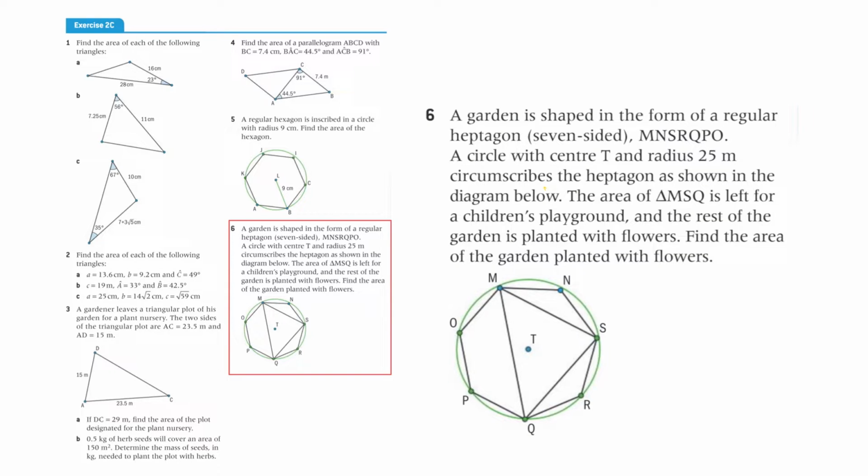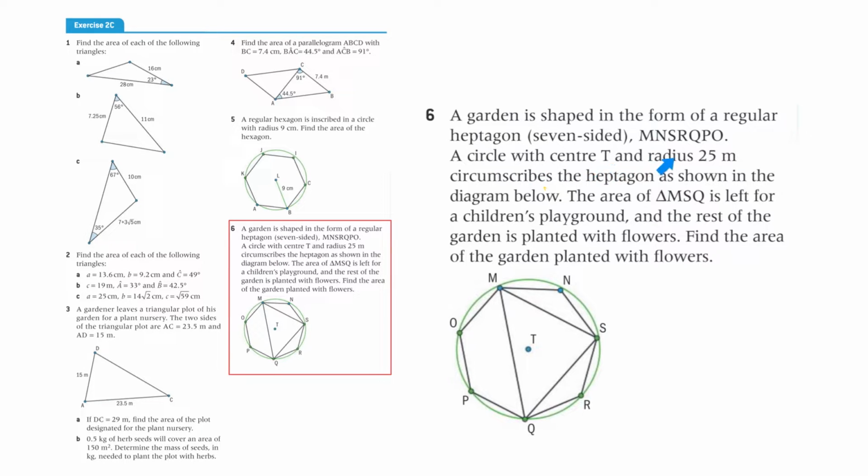Okay, this is from chapter 2 in the Oxford Applications and Interpretation SL textbook, exercise 2C, and I'm just looking at number 6. A garden is shaped in the form of a regular heptagon. It's got 7 sides, and that's MNSRQPO, so it's around that way there.